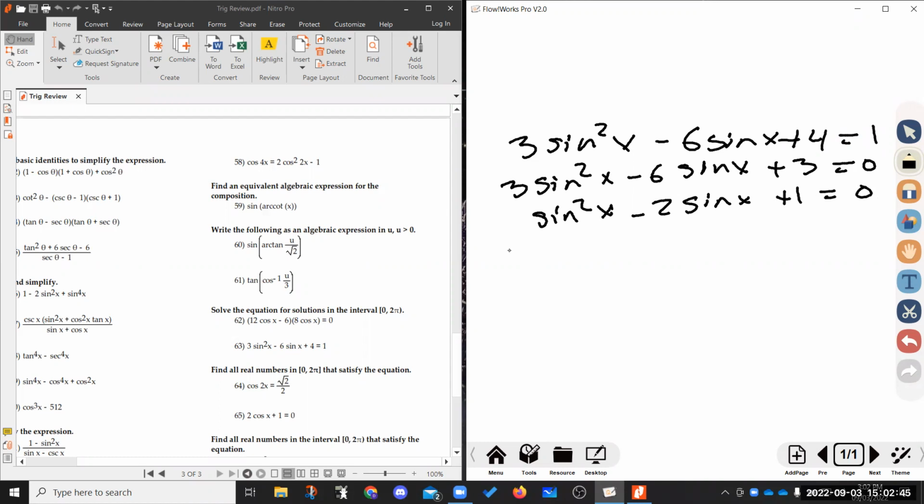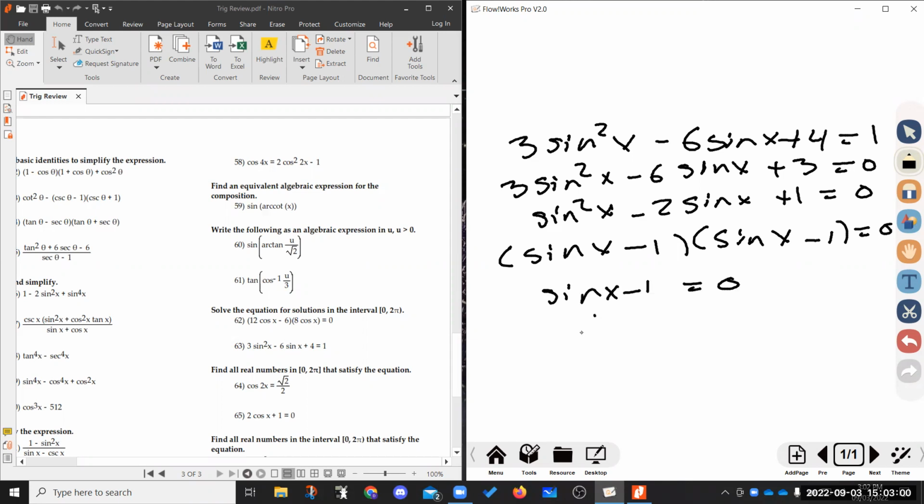Now we're going to factor: sine of x minus 1 times sine of x minus 1 equals 0. These are both a -1, so I only need to solve it once. Sine x minus 1 equals 0. Sine x equals 1. So I need my y value to be 1. There's only one place where the y value is 1. That's at 90 degrees. That's x equals pi over 2 in radians.